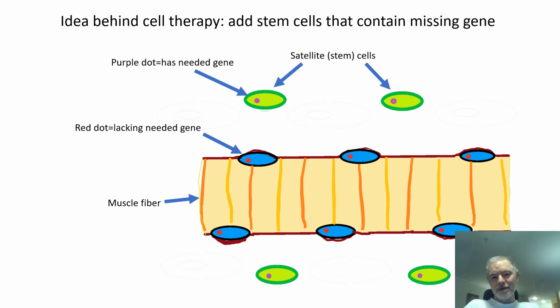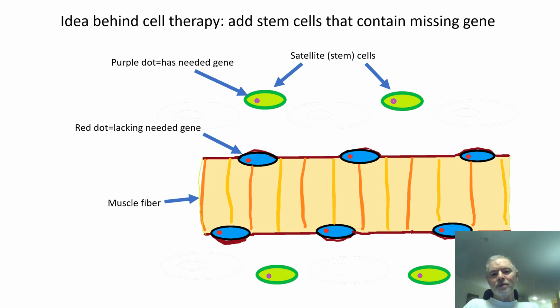So I'll kind of color code these. So we have a muscle fiber with the cell nuclei in blue, and they have a little red dot, which means that they don't have a certain gene that the muscle fiber needs to stay healthy. But there's stem cells, which in the case of muscles are called satellite cells, and they have a purple dot, which is the color code for them having the correct gene.